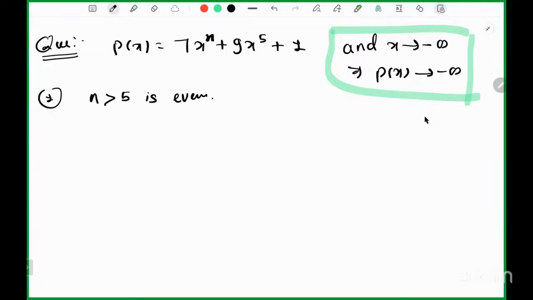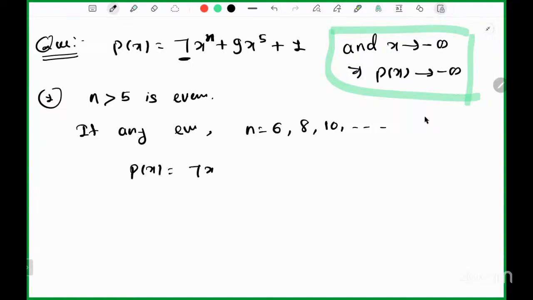Because see, if you take any even value, then p of x always goes to infinity as x goes to infinity, because the leading coefficient will be positive, right? If you take any even number, suppose you can take n to be 6, 8, 10, and so on. But no matter what even number you take, we have a polynomial p of x to be 7x to the power n, so this will be your leading coefficient with even degree, plus 9x to the power 5 plus 1. So here your a_n will become 7, which is strictly greater than 0, and it's an even polynomial, right?